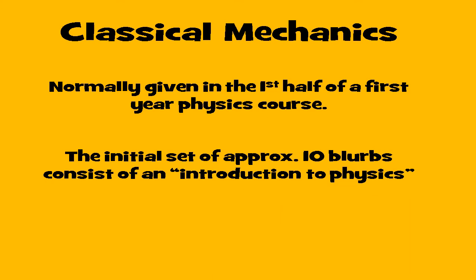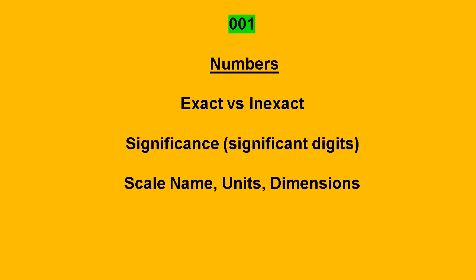However, at the beginning of these blurbs, we're going to talk about, for about 10 of them, what's called Introduction to Physics. So we will talk about some basic things that are not necessarily classical mechanics per se, but they are important at the start of a physics course. Blurb number 1 concerns numbers, both exact and inexact, and we also talk about significance, scale name, units, and dimensions.